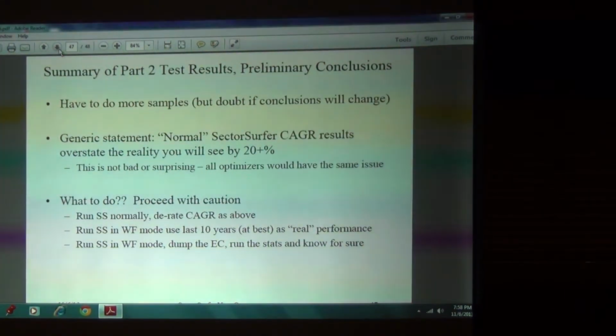Another one, I have to do more samples, and that's a whole project in itself, but we'll get that done. And maybe in the next meeting or two I can come back and talk a little bit about what happened afterwards, but I expect to see this.